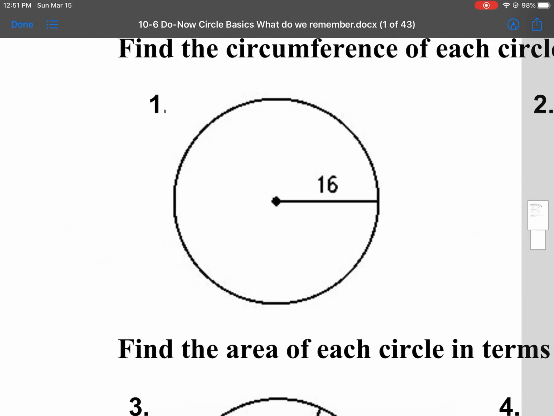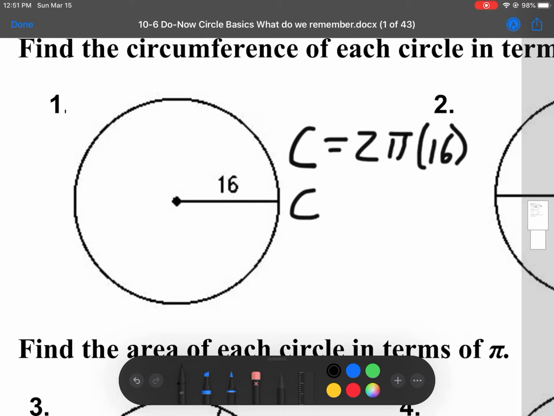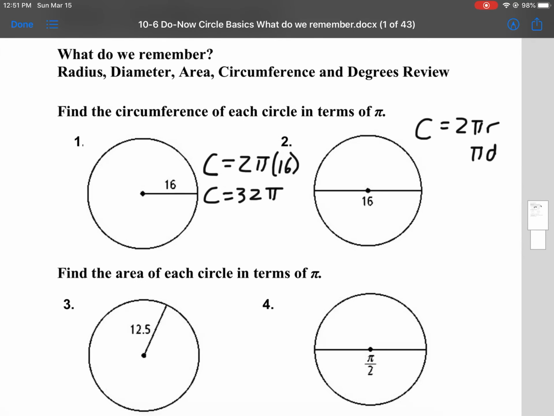So 16 is the radius, so circumference equals 2 pi times 16, and so we get the circumference is equal to 32 pi. And for the second one, diameter is 16, so then we can do 2 pi times the radius 8, or just pi times 16 to get 16 pi.